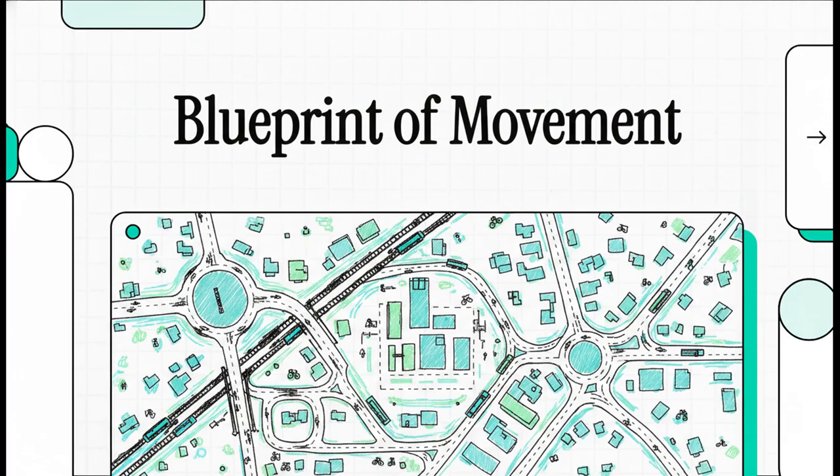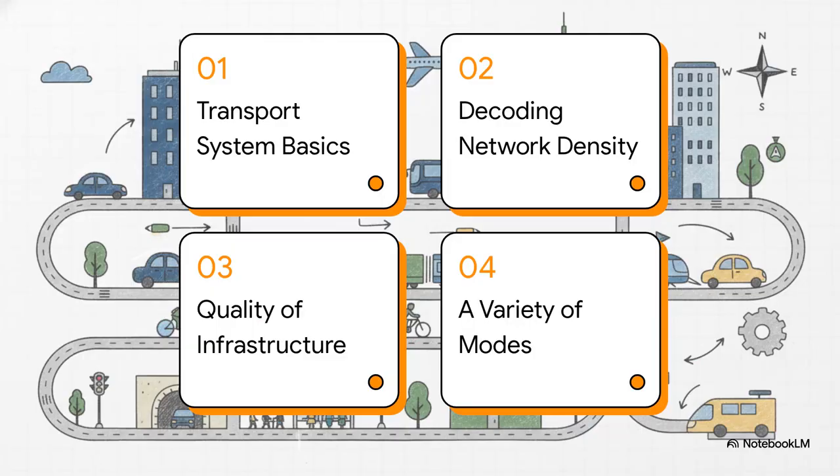We're going to build a city's transport system from the ground up to understand exactly how the magic of urban mobility actually works. We'll see how planners connect point A to point B and why some cities feel like a total breeze to navigate while others, well, really don't. Okay, let's dive into this.